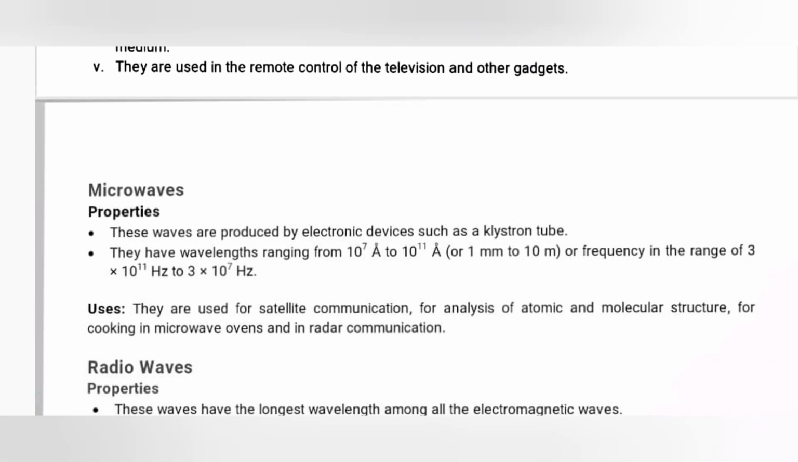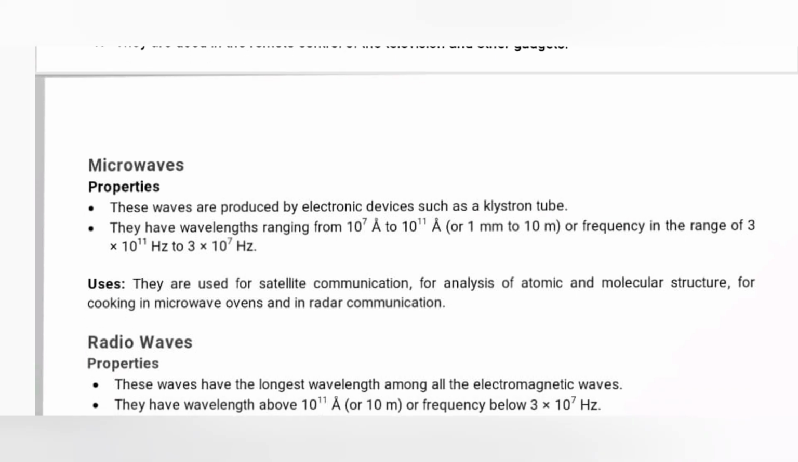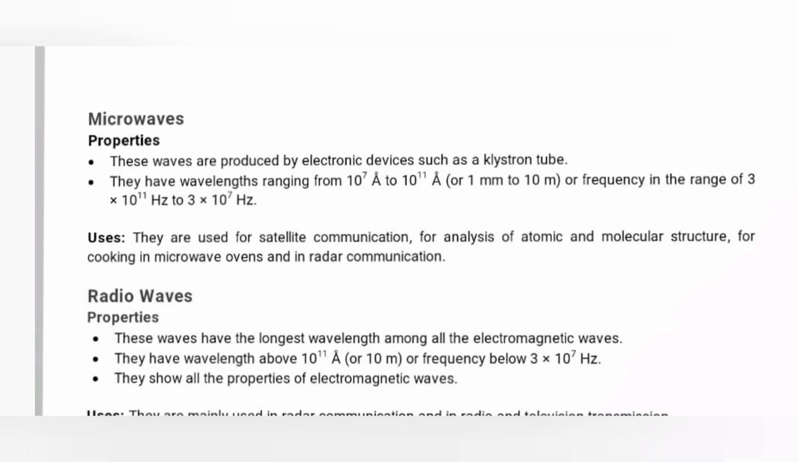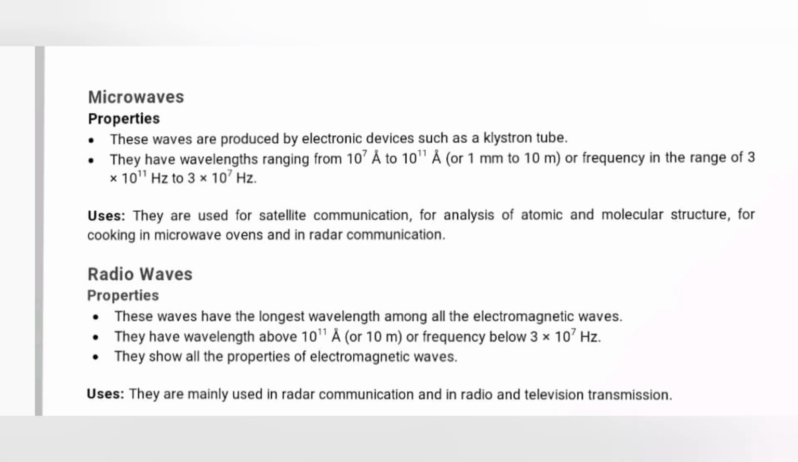Now microwaves. These waves are produced by electromagnetic devices such as the magnetron in a microwave. These waves range from 10^7 Angstrom to 10^11 Angstrom. Their frequency ranges from 3 × 10^11 hertz to 3 × 10^7 hertz. They are used for satellite communication, for analyzing atomic and molecular structure, for cooking in microwave ovens, and in radar communication.